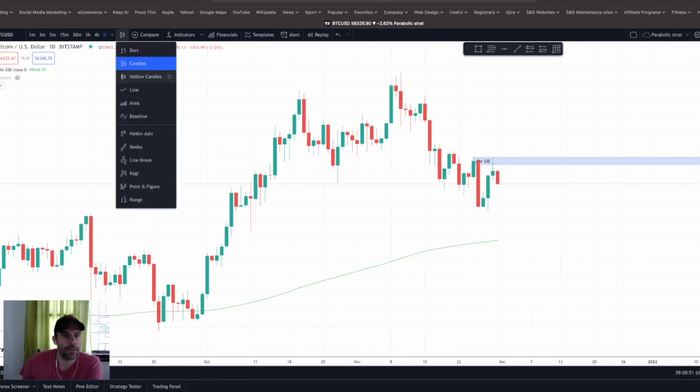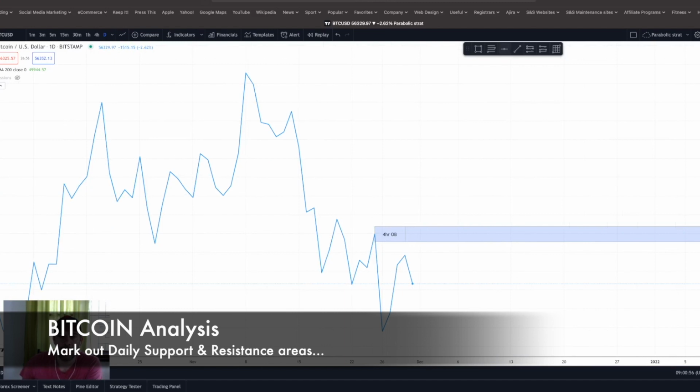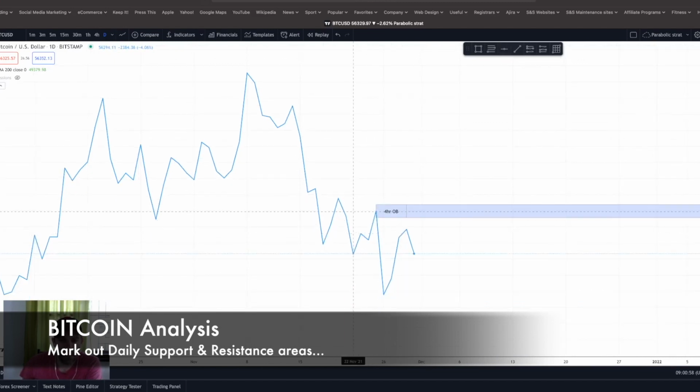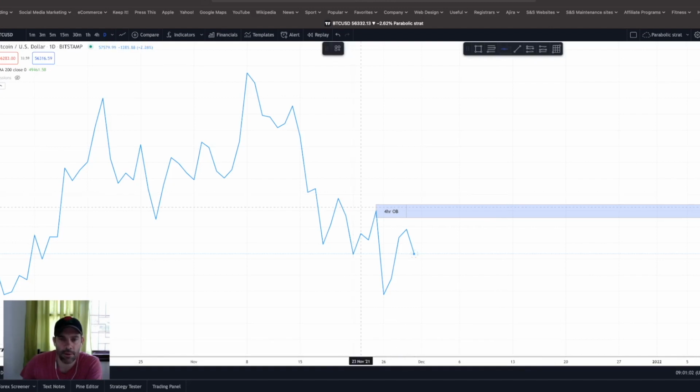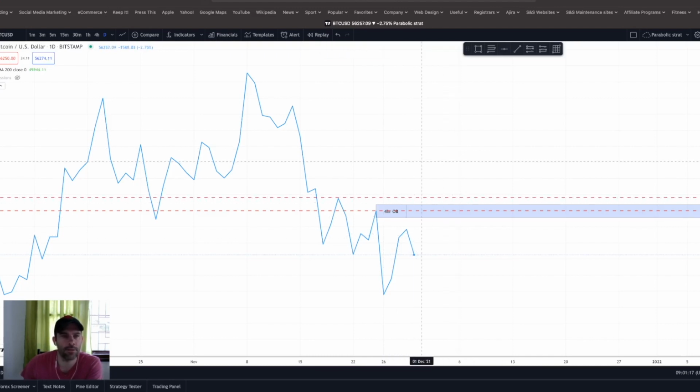So what I'll do is I'll go to the line chart and have a quick look. Is there any structure, any support or resistance? I'm gonna mark that up over there. That's the red, we've got further up, and there is that over there. Okay, those are the areas we're looking at. Let's see if we get anywhere close to those.